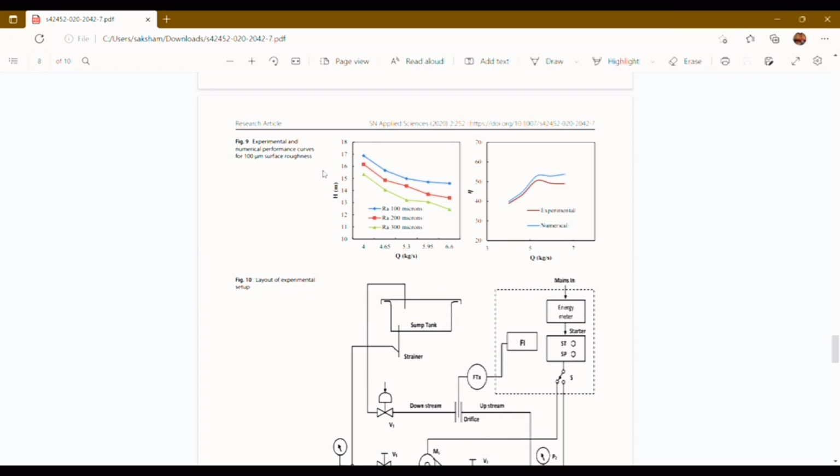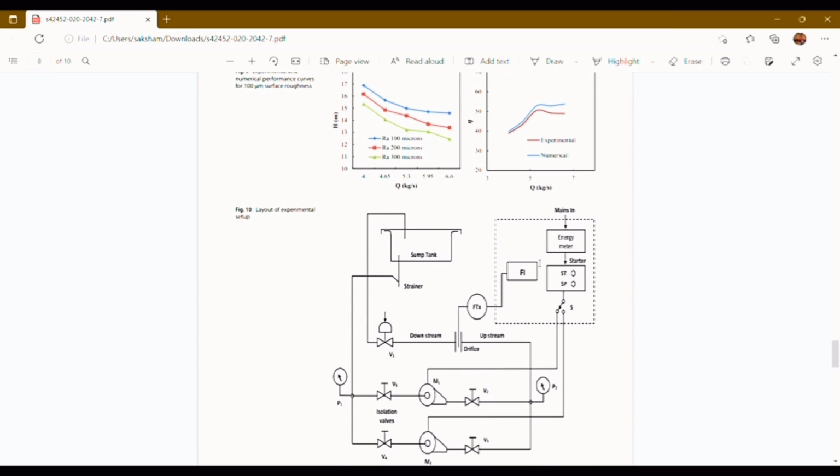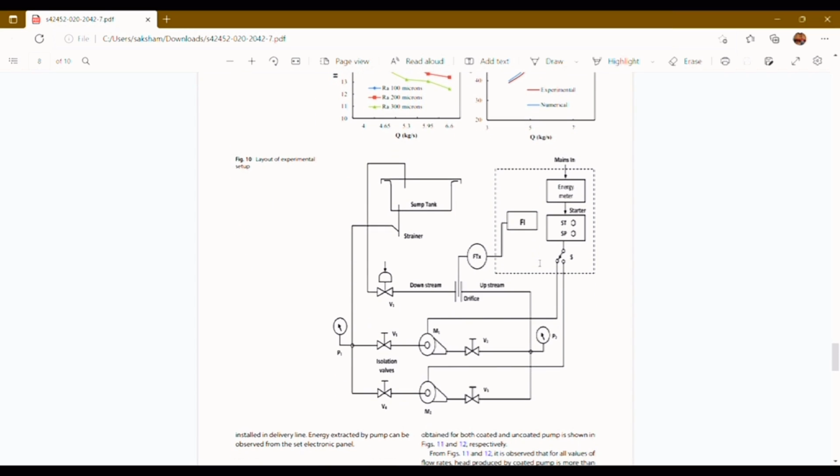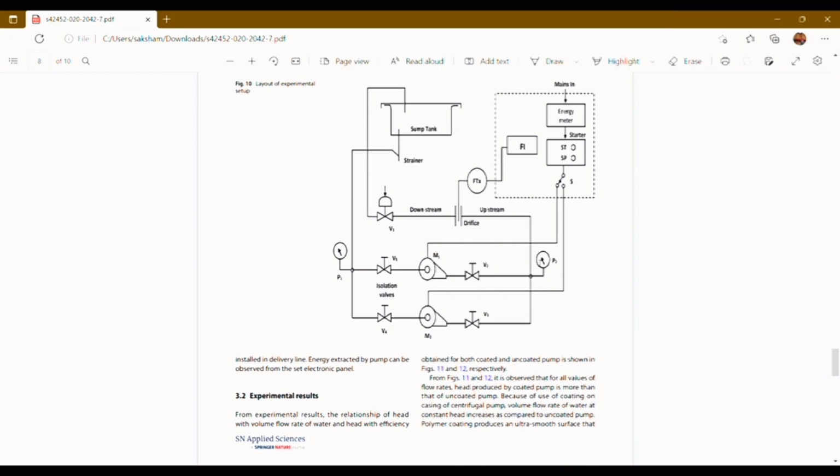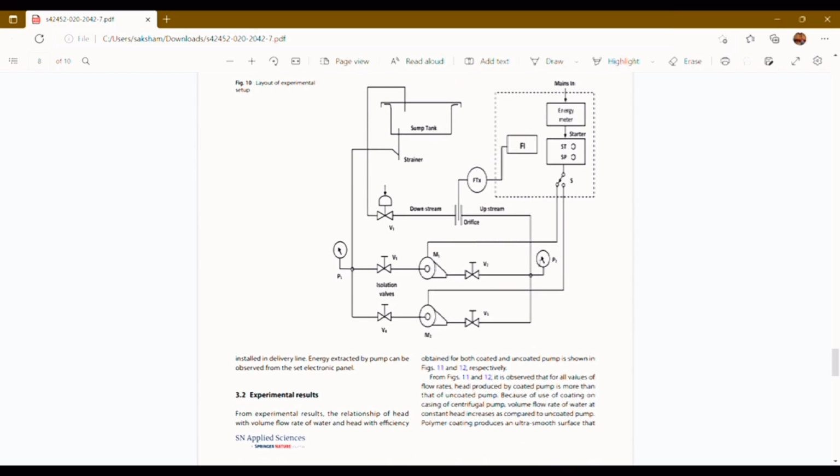Here are the curves of head and discharge, and here is the experimental versus numerical curve of discharge, and here is the experimental setup layout.